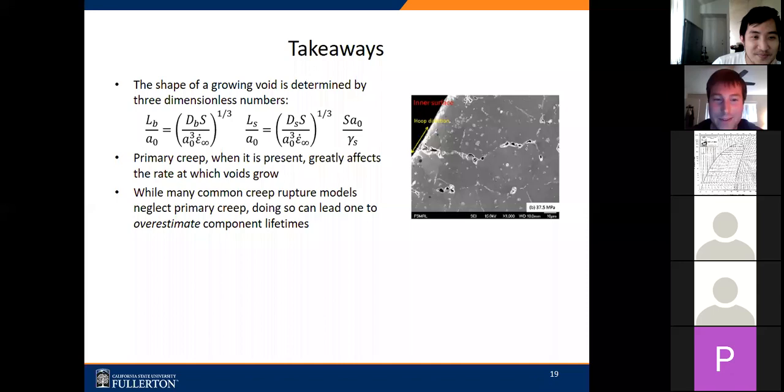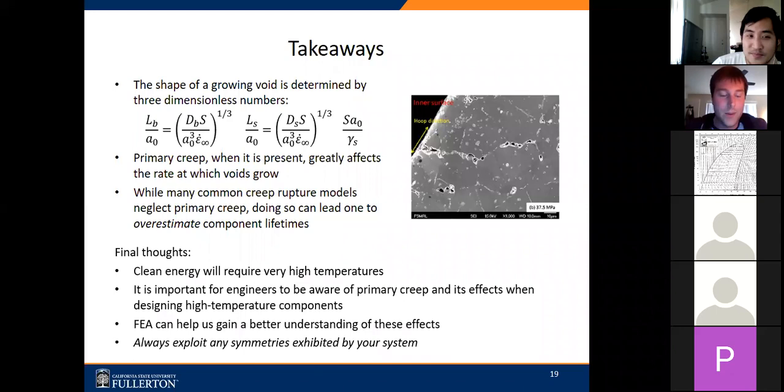Neglecting primary creep can lead you to overestimate component lifetimes. So FEA can help us gain a better understanding of these effects, right? These are model simulations. They're not exact, but they do give us an understanding of what primary creep does when it is present and what it can cost you when you neglect it.